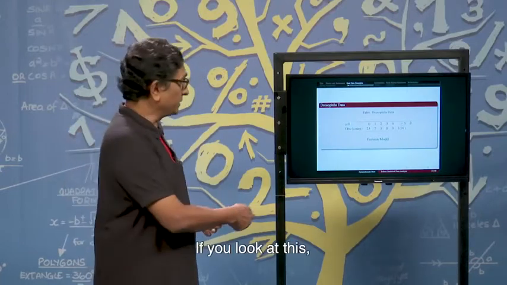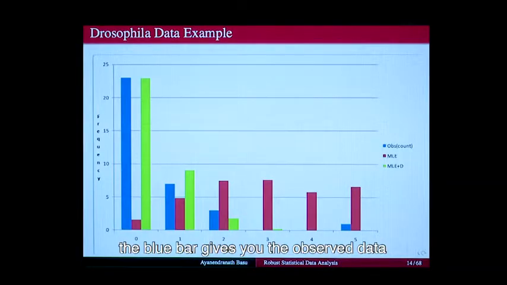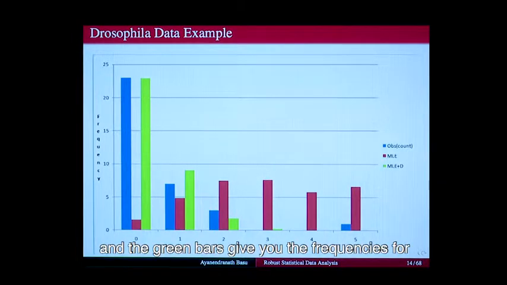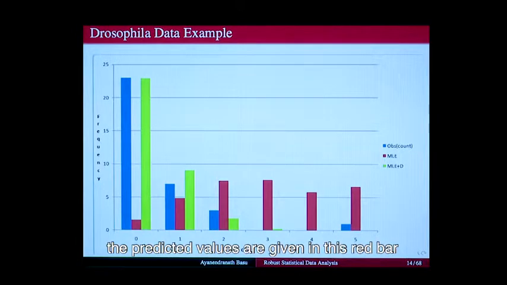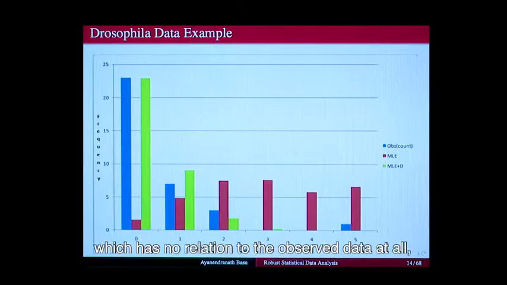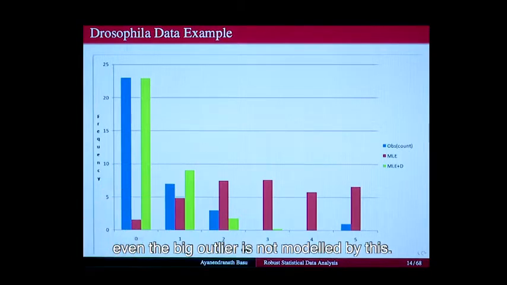If you look at this, the blue bar gives you the observed data and the green bars gives you the frequencies for the predicted values if you do maximum likelihood after deleting the big outlier. But if the outlier was present, the predicted values are given in this red bar, which has no relation to the observed data at all. Even the big outlier is not modeled by this.